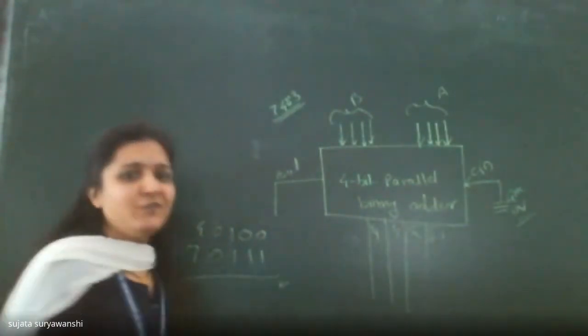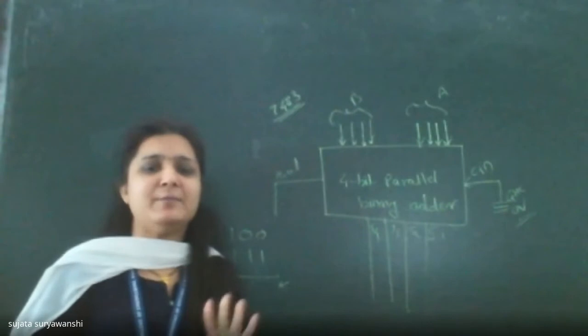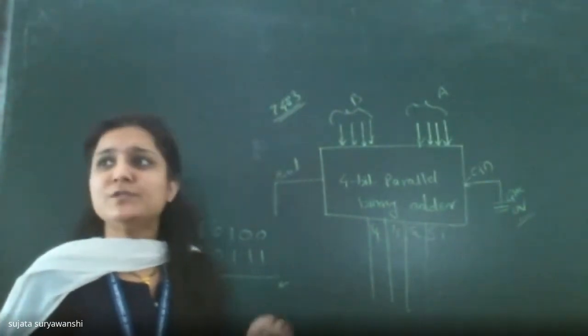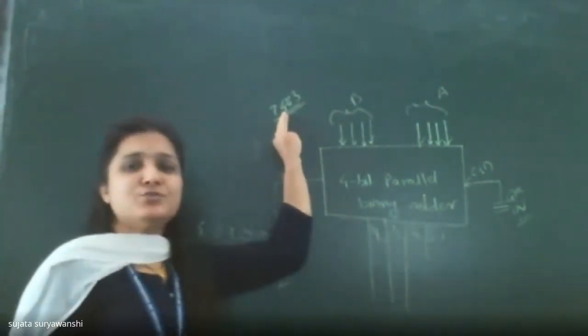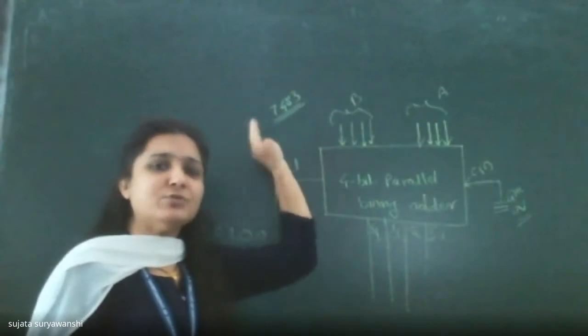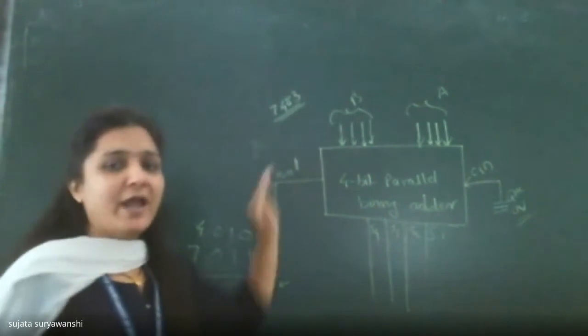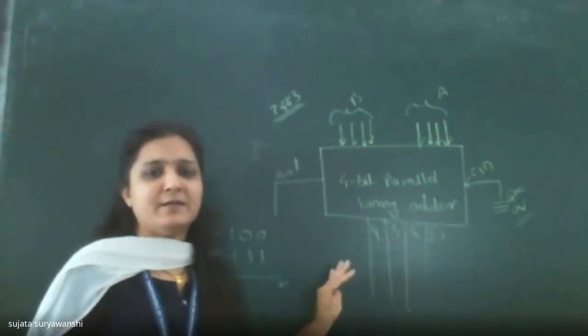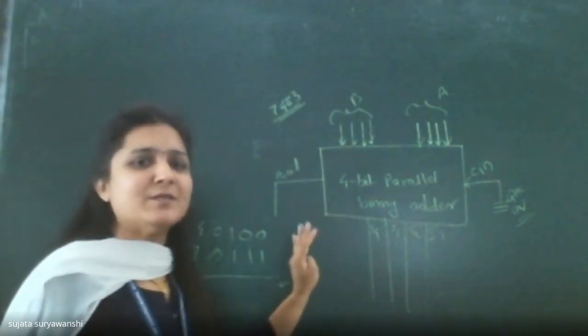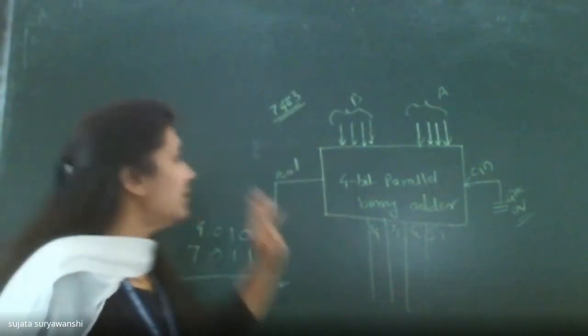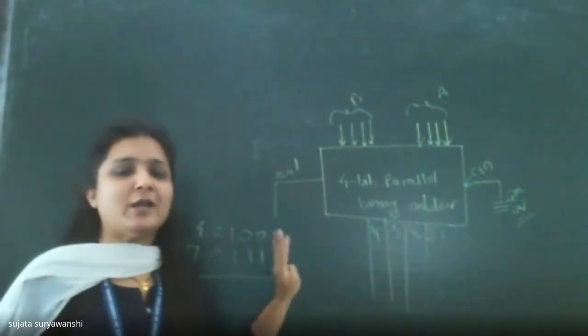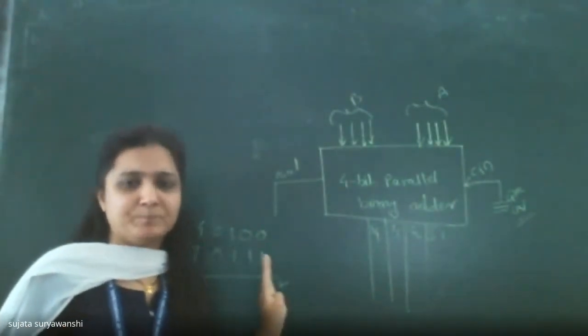Means what? If you want to add 4-bit numbers with a parallel binary adder, then you can simply use this IC, that is 7483 IC, for addition of 4-bit binary numbers. Understood everyone? So everyone draw this diagram. You can't say directly it is 7483 IC, but this is the block diagram of a 4-bit parallel binary adder. Okay. So everyone complete this diagram.